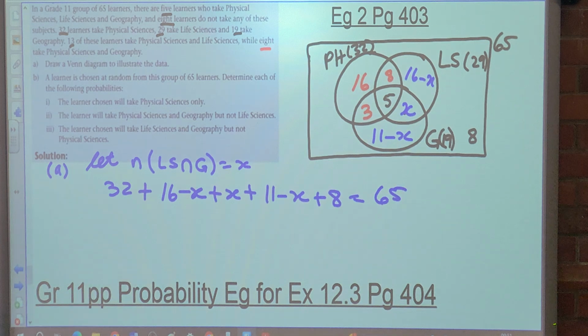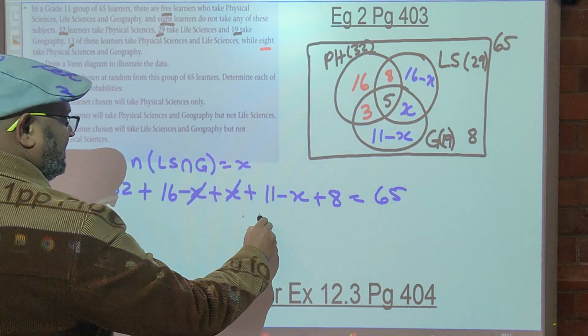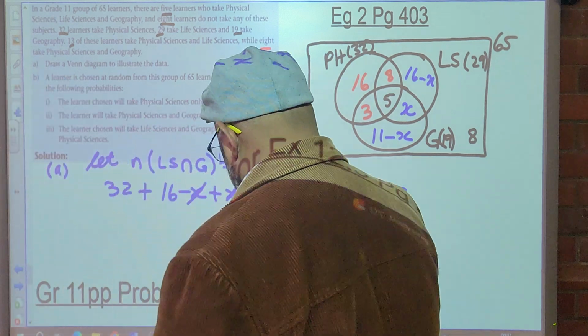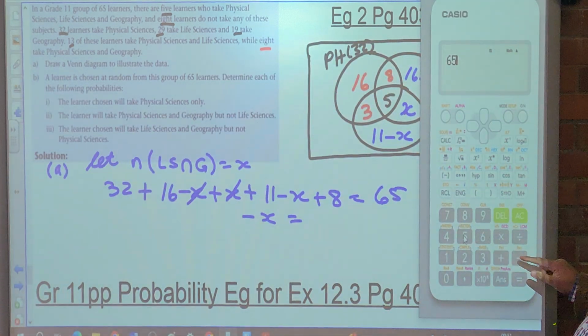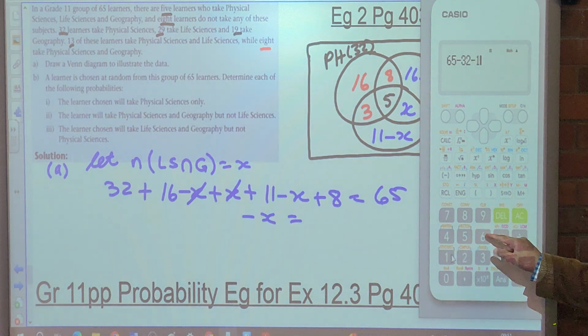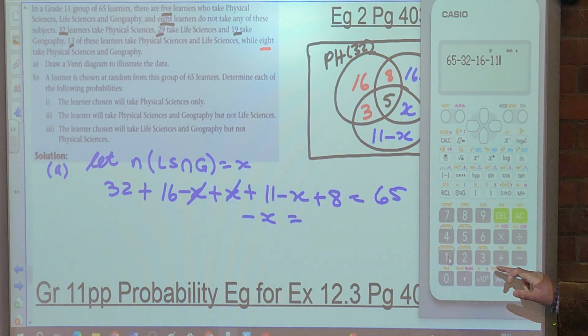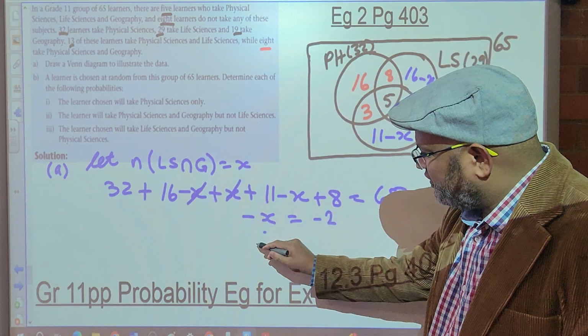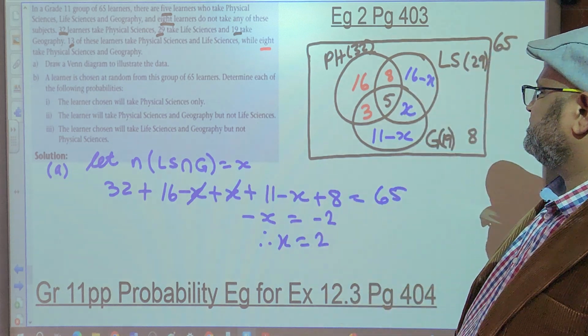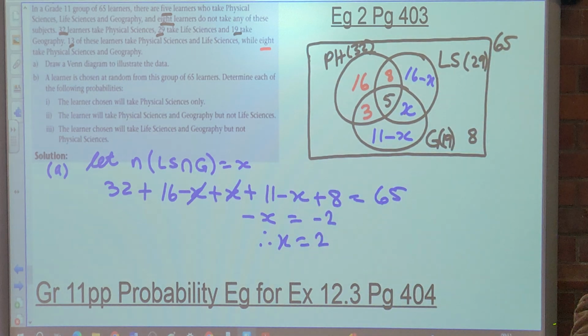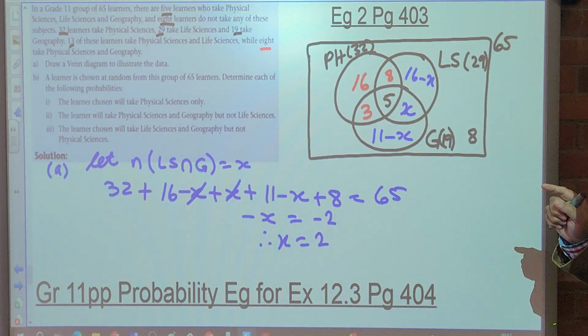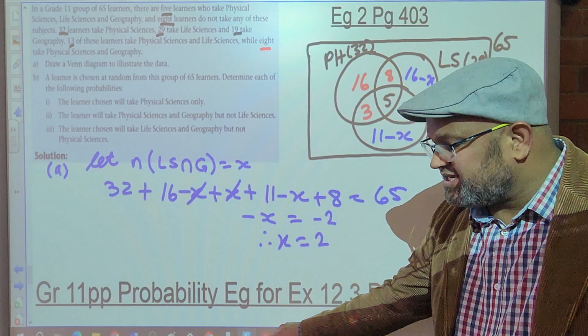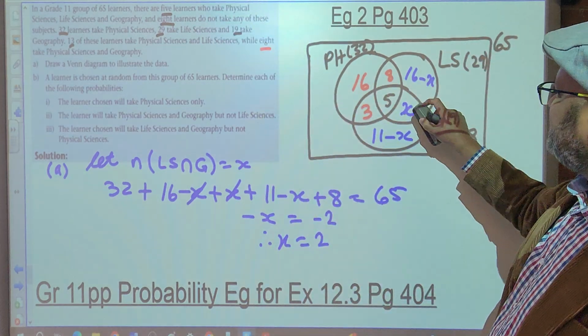Now we solve for x. Let's take those x's out, so minus x is equal to, now calculators, not in our heads, 65 minus 32 minus 16 minus 11 minus 8. Give me an answer of negative 2. So therefore, x is equal to 2. Okay. So which means now to say, I can replace these x's with 2.